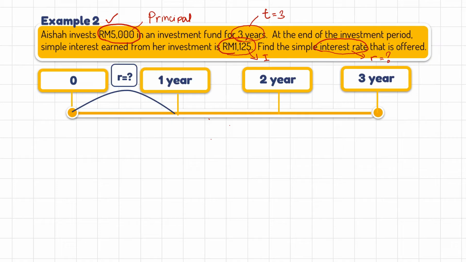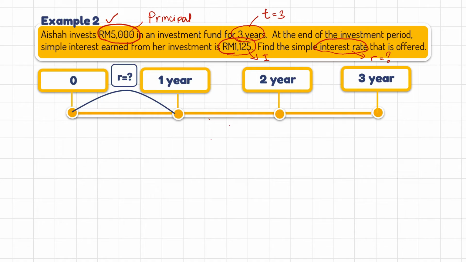From the timeline that I already put here, we have 0, which is today, and then we have 1 year, 2 years, 3 years, since the question gives us 3 years. So T will be equals to 3. And then the one that we need to find is R. Again, this is simple interest rate. That means we just have only one loop from 0 to 1 year.